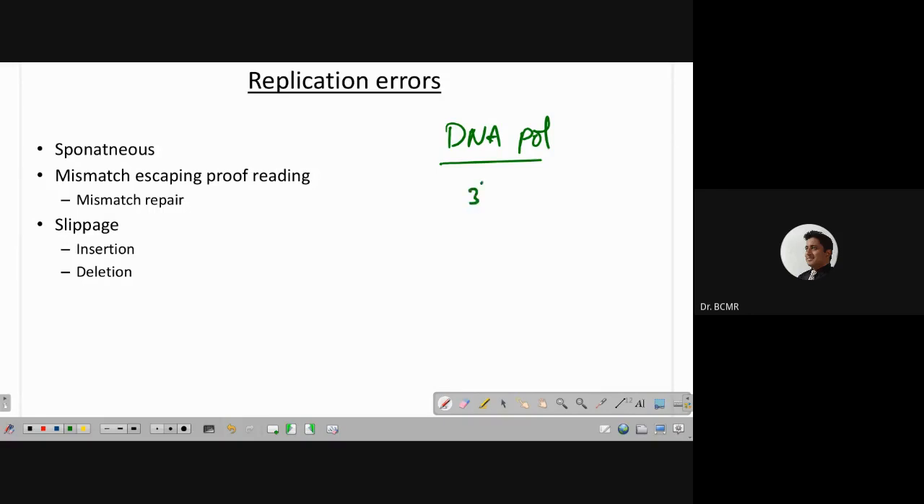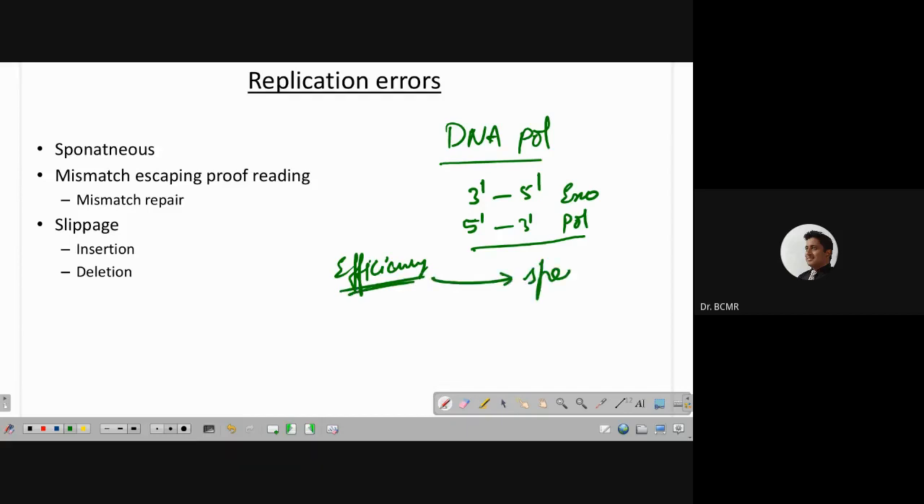Proofreading activity is 3' to 5' exonuclease activity, right? And the polymerase activity is 5' to 3' polymerization activity. At one point we were also discussing what is meant by efficiency. When you say efficiency, it includes two things: speed and accuracy.